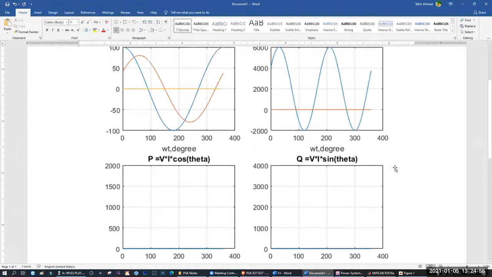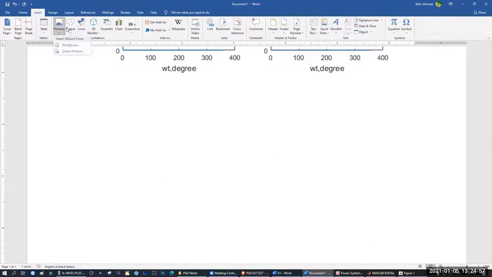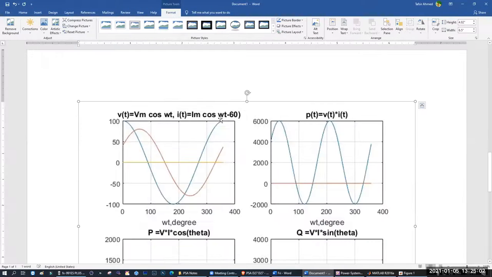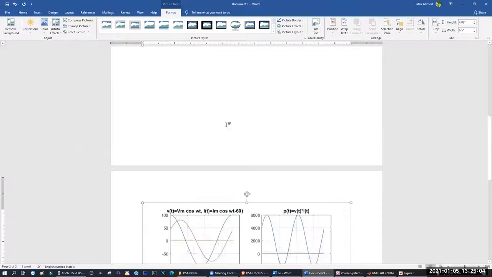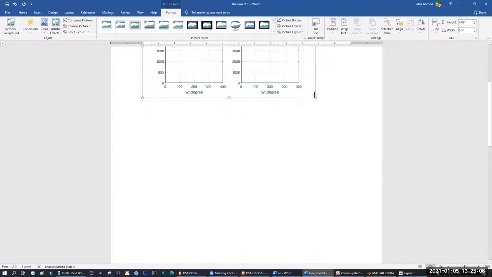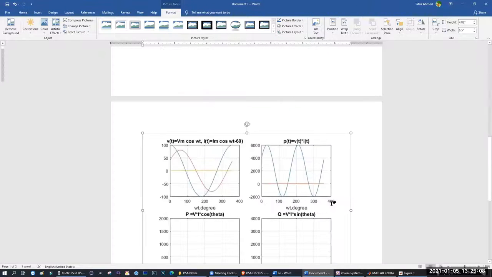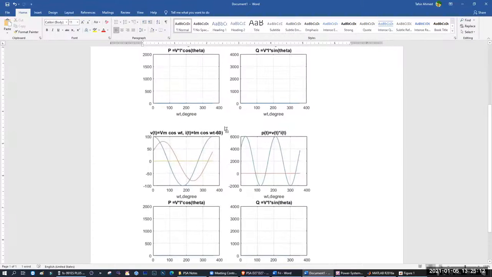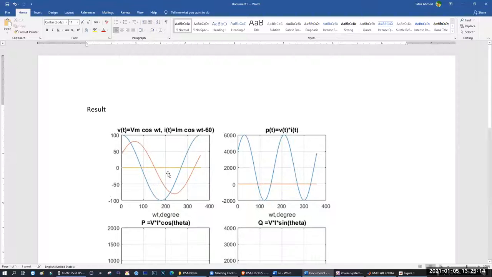This is the result. And if you insert the JPEG file, if I make it smaller, if I make this smaller, which one do you think is better? The lower one or the upper one?